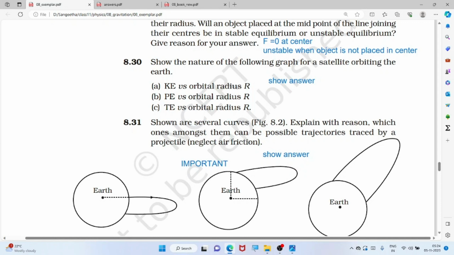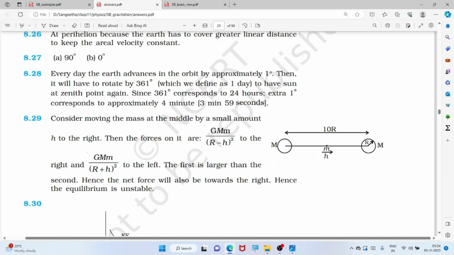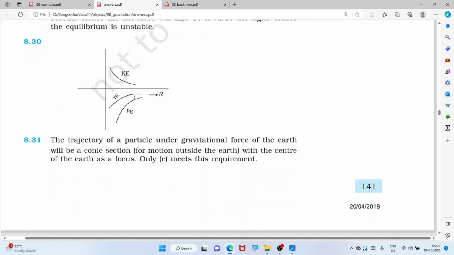So the nature of the graph for a satellite orbiting around the Earth. This is the kinetic energy. As the radius of the orbit increases, kinetic energy decreases. The potential energy will increase. This is the total energy. Kinetic energy and potential energy vary in the opposite way.